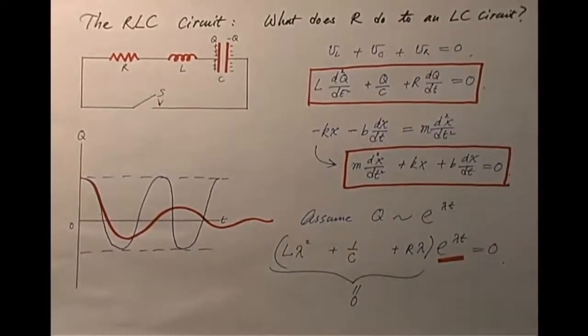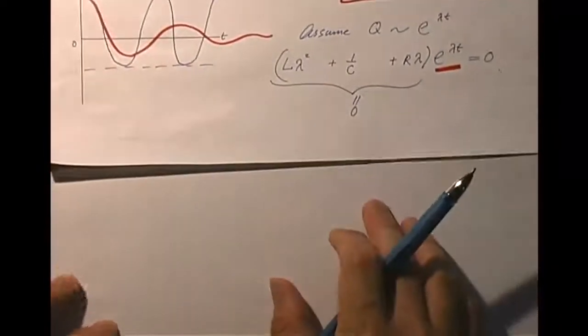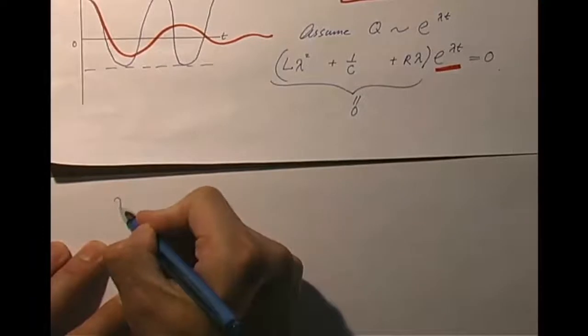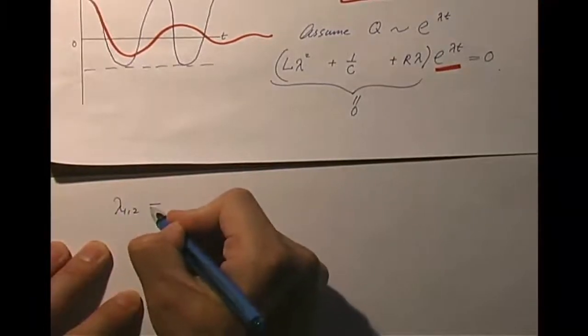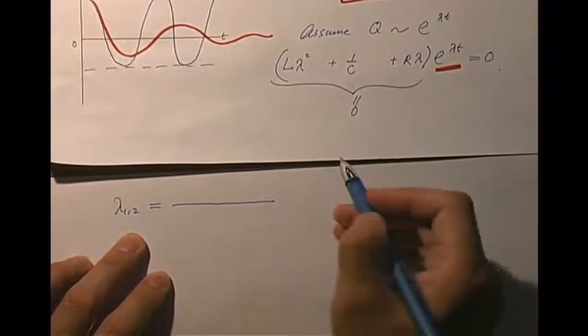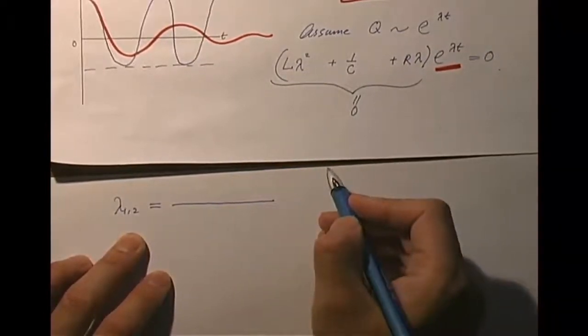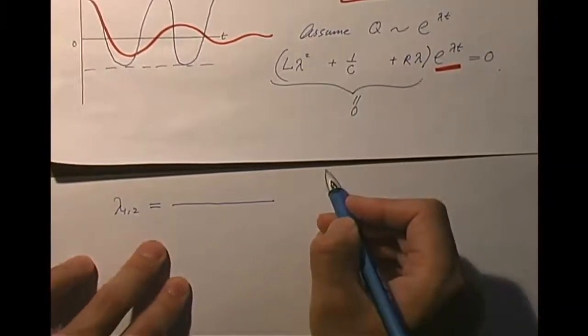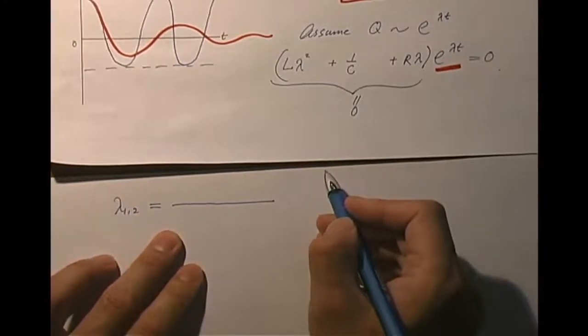So let's solve for lambda, shall we? Using the familiar formula for lambda for a quadratic equation. So lambda, there are in general two solutions, 1, 2. Let's see what that is equal to. Negative b plus or minus the square root of b squared minus 4ac, over 2a, right? Okay, b is what?